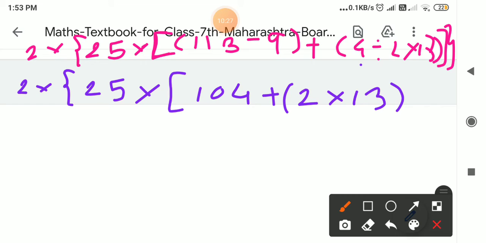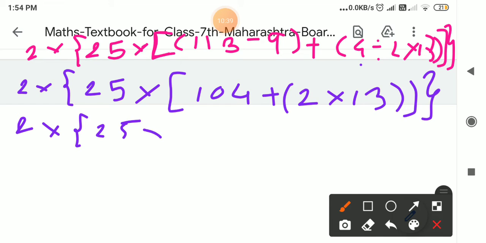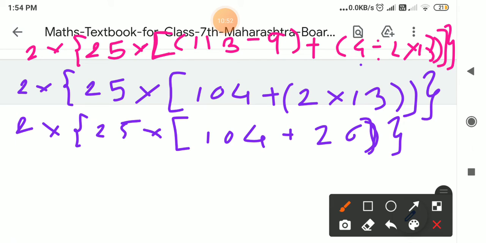Okay, and then the round bracket is complete, the square bracket is complete, and then we take the curly bracket. Now again, only brackets we have to solve. Here also you have to follow the BODMAS rule. So here, 25 into square bracket inside 104 plus 13 twos are 26. Now if you see here, we have completed the round brackets, and the curly and square brackets remain now.